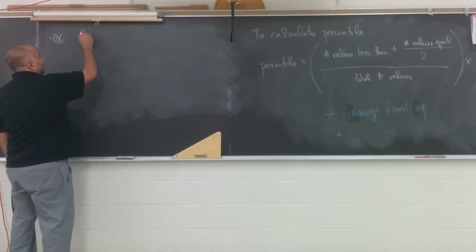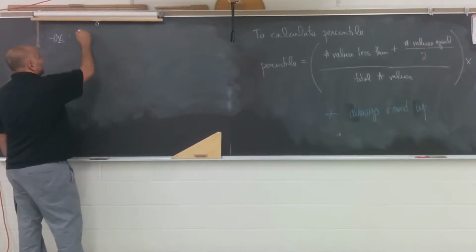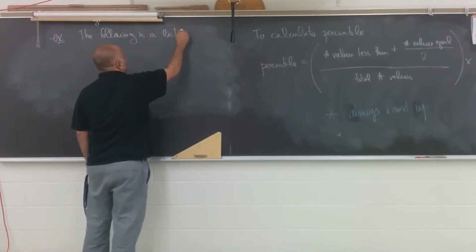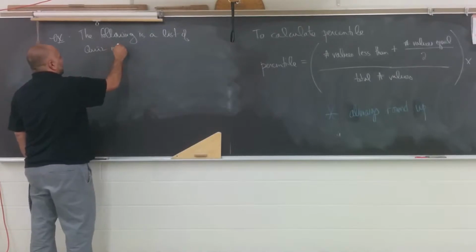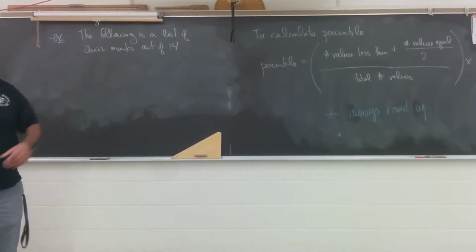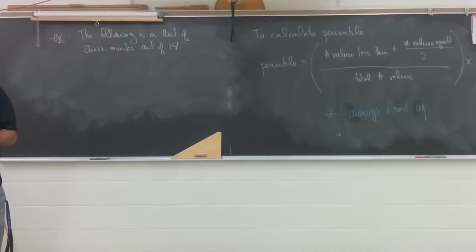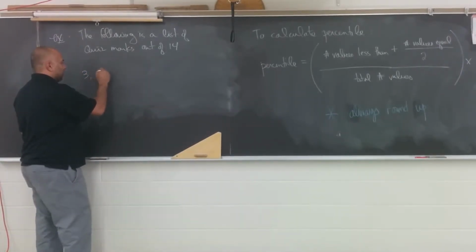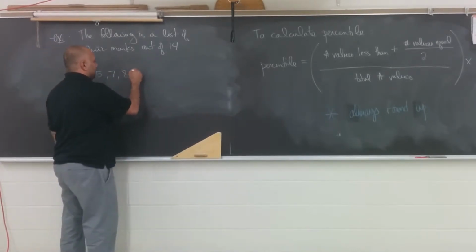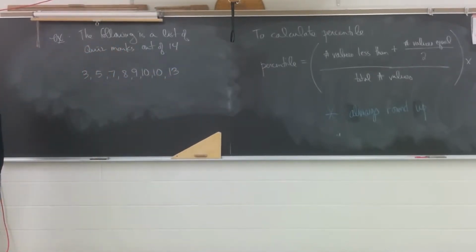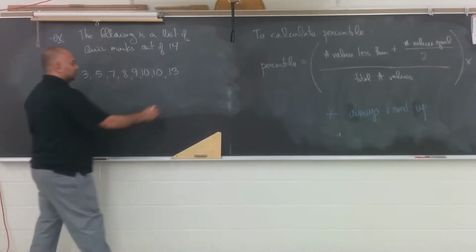Okay, let's say the following is a list of quiz marks out of 14. We could go on, and I can give you long situations here, which you'll end up seeing in homework and maybe quiz and test questions. It's fine. But for the purposes of our examples and our lessons, I'm just going to get right to the meat. So here's a bunch of numbers for a quiz. Let's say we've got 3, 5, 7, 8, 9, 10, 10, 13, and 14.